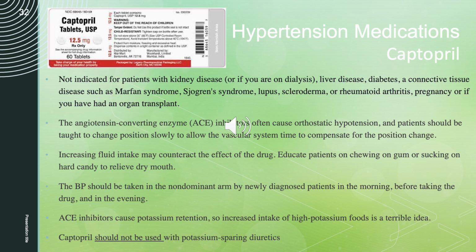So captopril, concomitant with any type of potassium-sparing diuretics, bad. High potassium foods, terrible. Watch out for these guys, okay?